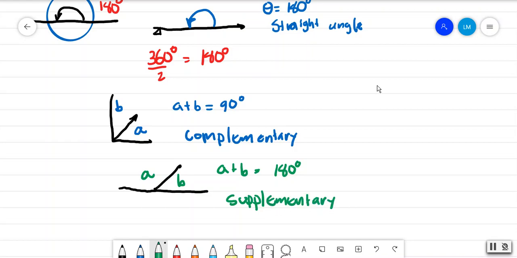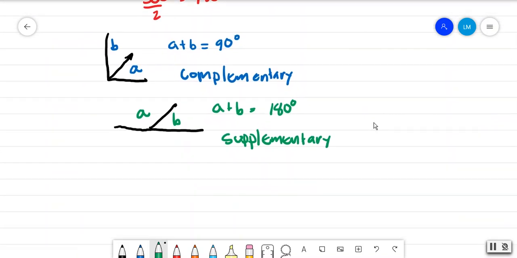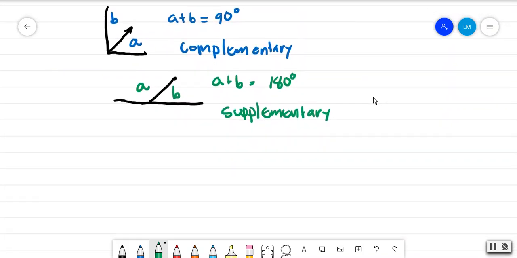Okay, now in any case, we can use this knowledge for some practical applications, which we'll see later on in probably the second chapter or so. But let's do some examples of complementary and supplementary angle measures.